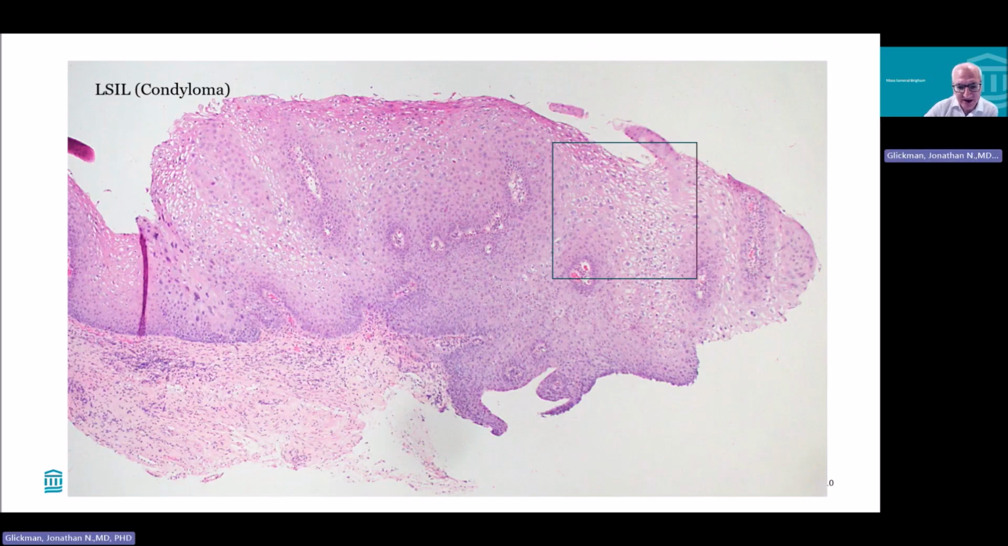But it's limited to the lower third of the epithelial thickness, so AIN1. Now here's an example of a condyloma, which we would also consider in the LSIL category. This particular lesion is recognizable as a raised lesion that was removed by the clinician. So it does look a little bit thicker.